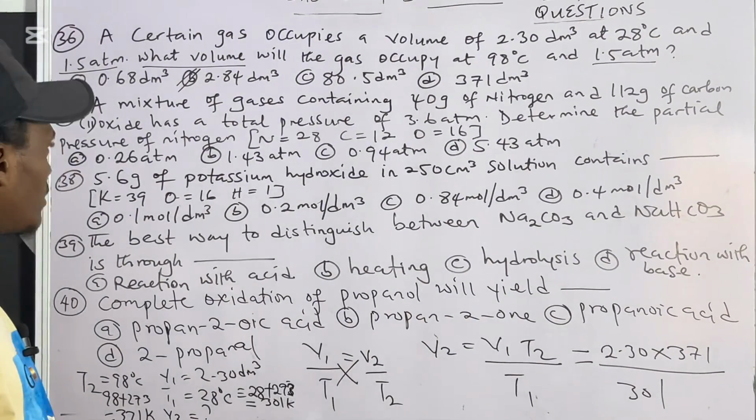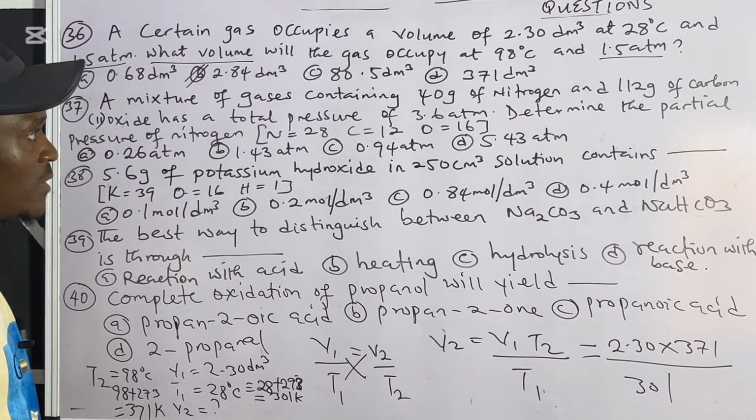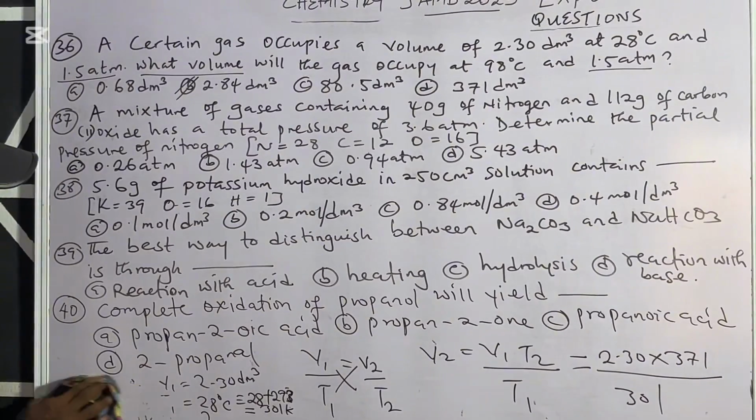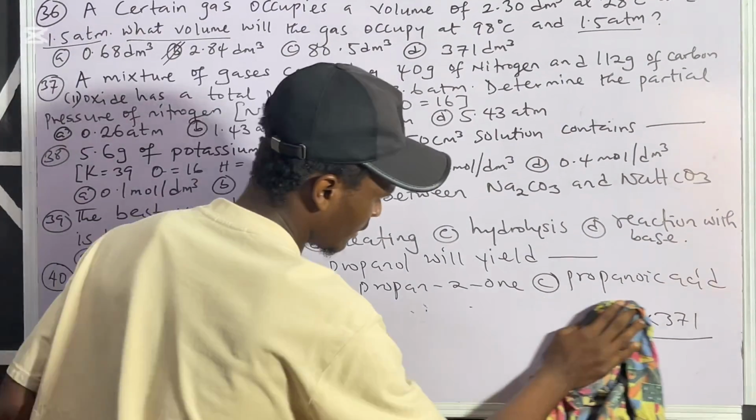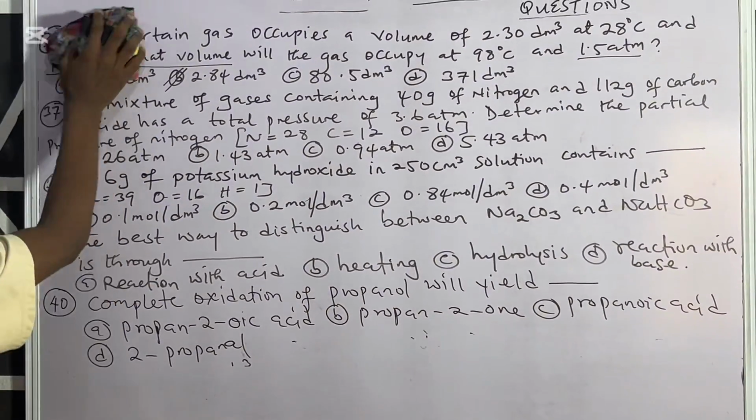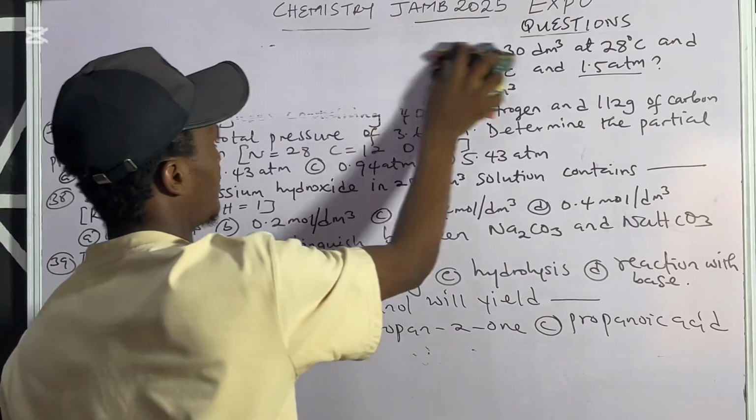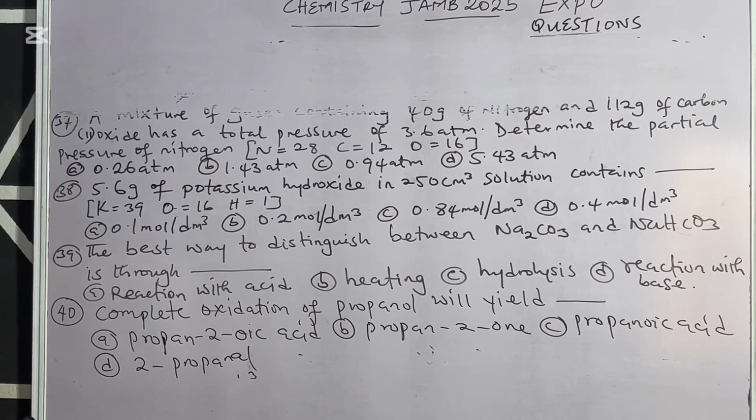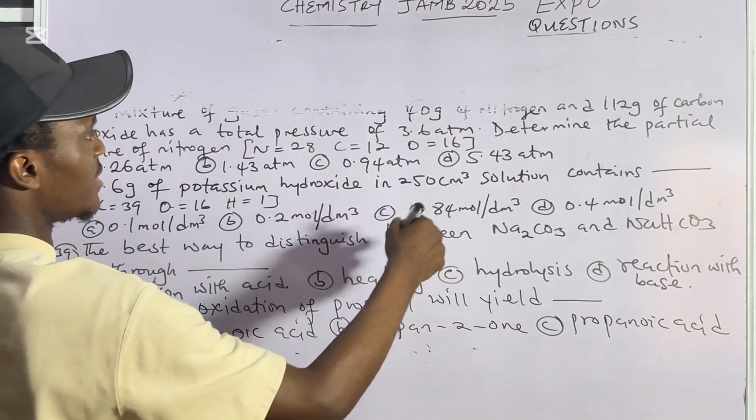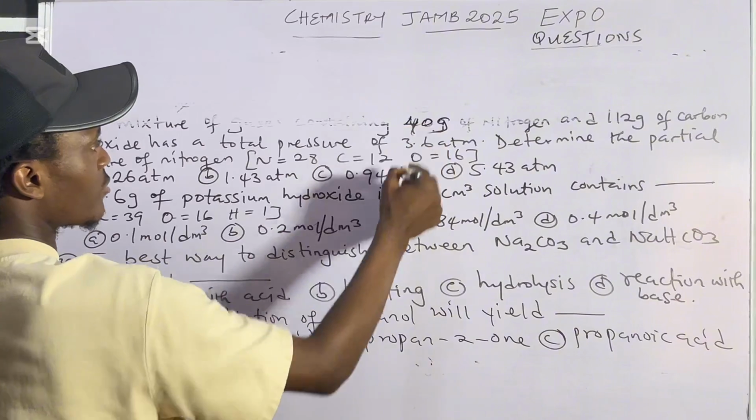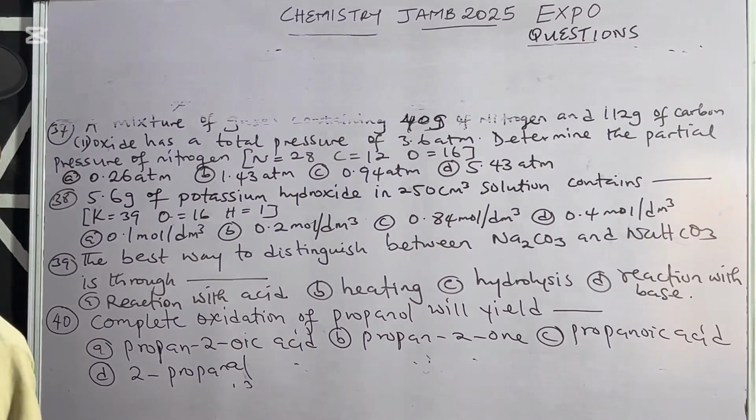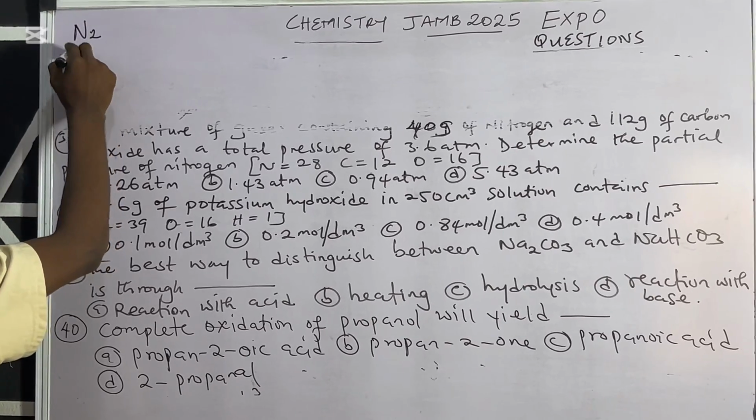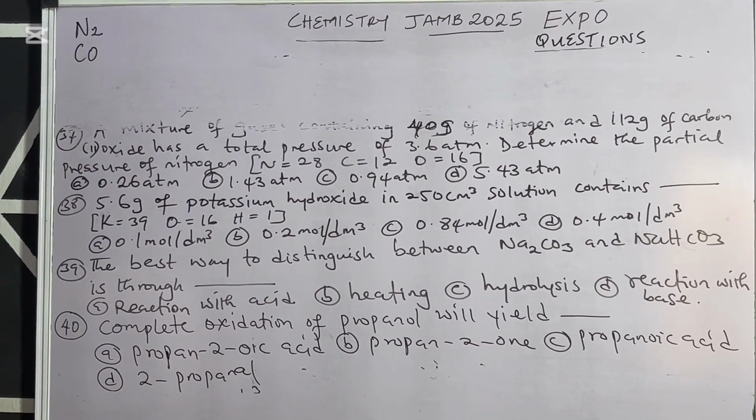The next question, 37, is still another calculation question. So let's quickly look at that. Question 37, we are given a mixture of gases containing 40 grams of nitrogen and 112 grams of carbon monoxide, that's CO. So we are having nitrogen gas and we are having CO. Then it has a total pressure of what?